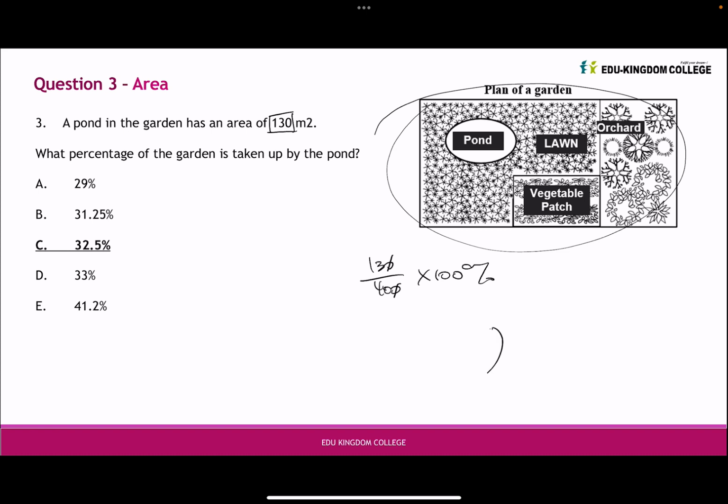Now, when we do that, if we're dividing 13 by 40, this is going to be a decimal, so I'm going to put my .000s at the end.